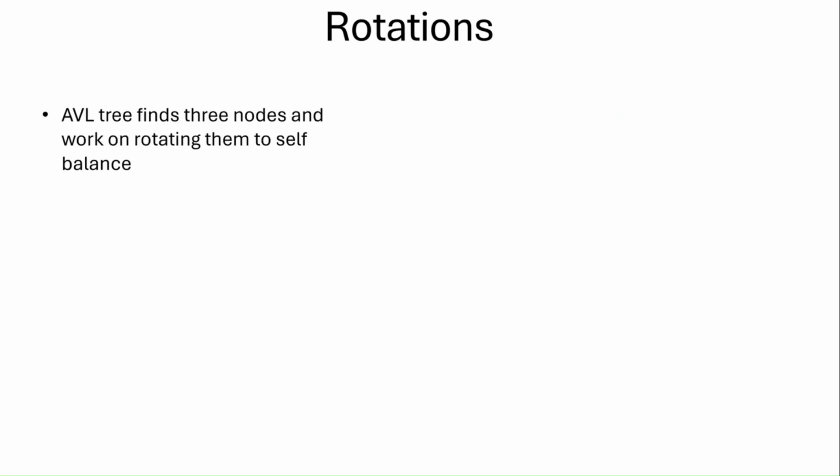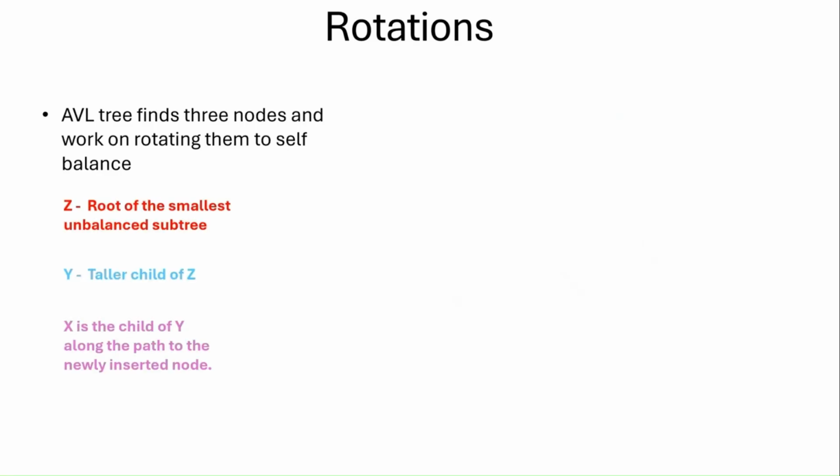Like, AVL tree finds three nodes, Z, X, Y, and works on rotating them to self-balance. What is Z? Z is the root of the smallest unbalanced subtree, which is basically the smallest impacted area. Y is the taller child of Z, because of which the smallest subtree where Z is root became unbalanced. And X is the child of Y, which is basically along the path where we inserted the new node. Right? It could be the new node or it could be the parent of the new node. Now these are the three nodes. So how can these three nodes be represented?